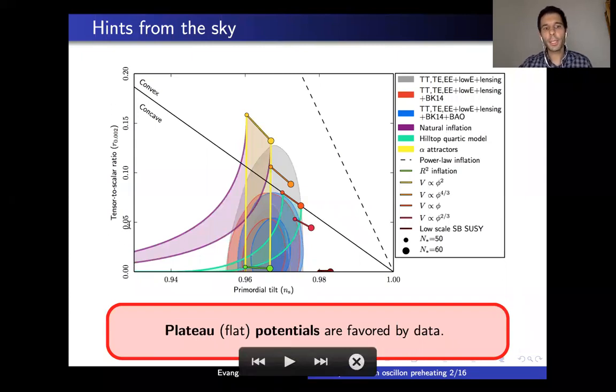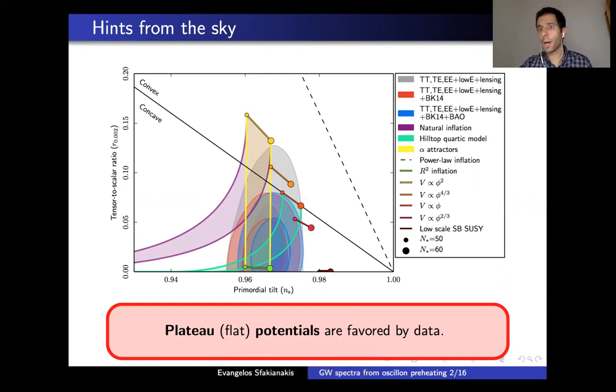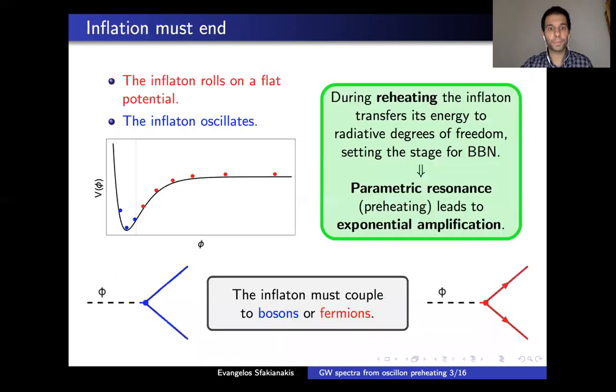And we can see that there's a definite upper bound for the tensor-to-scalar ratio, at the level of r equals 0.07 and below. This means that convex potentials are essentially ruled out. So the data from the CMB tend to push inflation towards potentials that are shallower than quadratic at large distances, so during inflation. And this means that highly likely we need to consider models with plateau potentials.